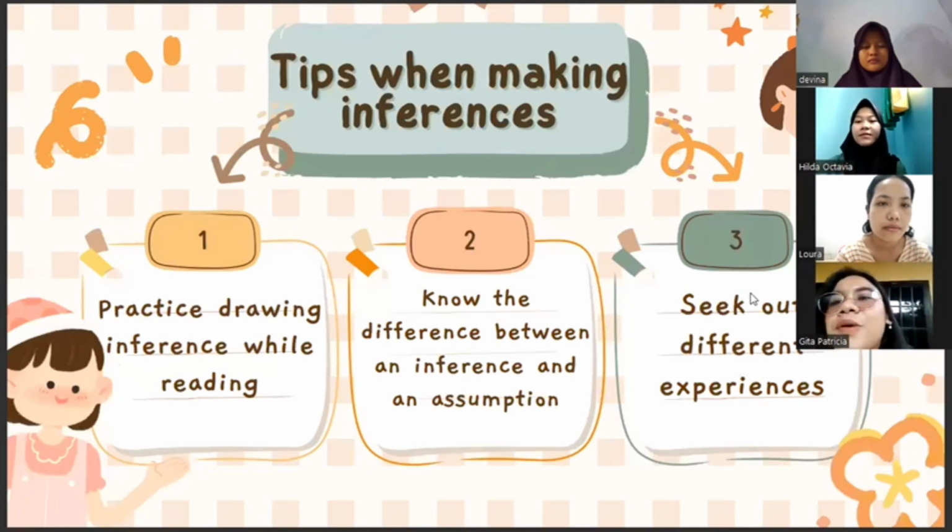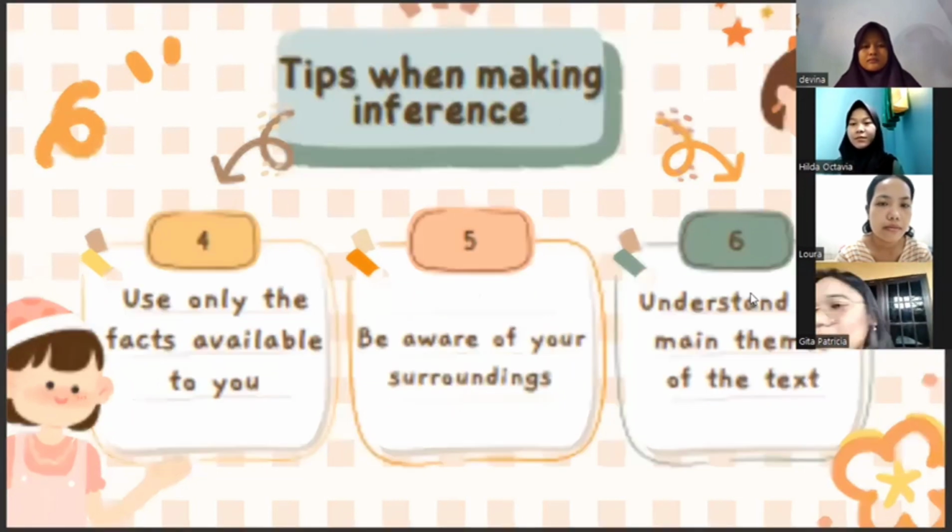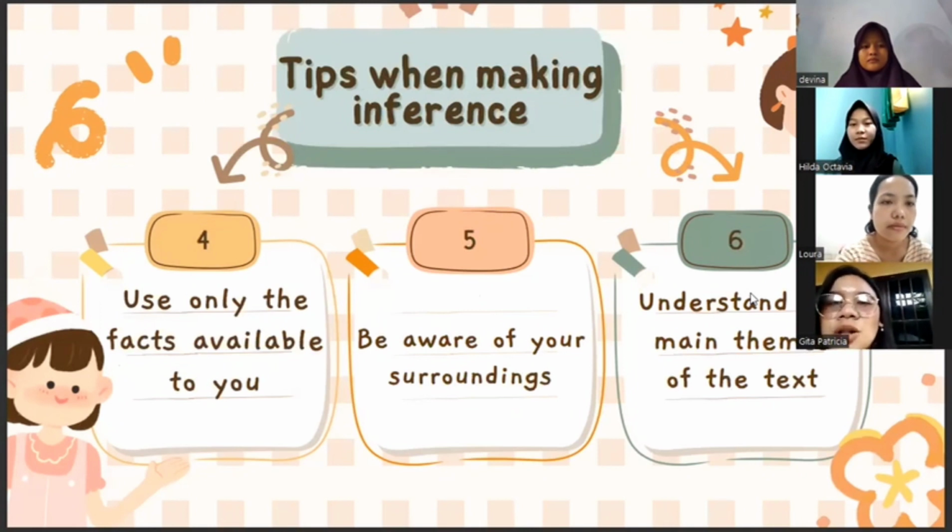Okay, tips when making inferences. The first, practice drawing inferences while reading. Second, know the difference between an inference and an assumption. Third, seek out different experiences. Fourth, use only the facts available to you. Fifth, be aware of your surroundings. And the last, understand the main themes of the text.